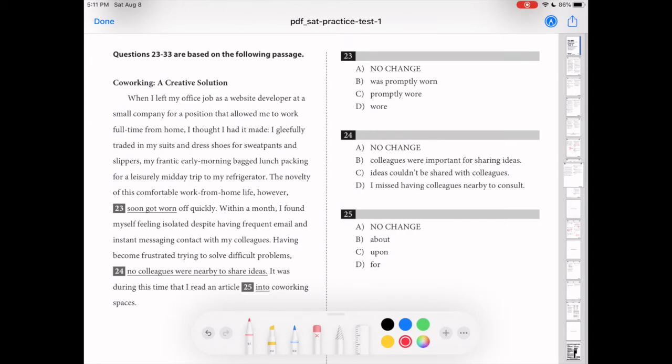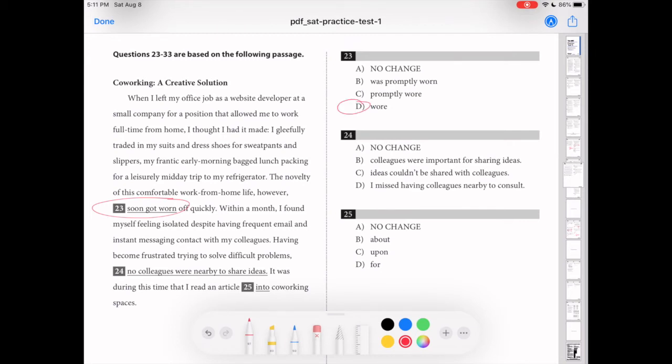23 is a fill in the blank. We need a verb to describe this sentence. Immediately, I see this as a question about conciseness again. What's the most effective substitution for this sentence? "Soon got worn" seems kind of redundant. I could have just said "worn off," so that actually makes D look good.